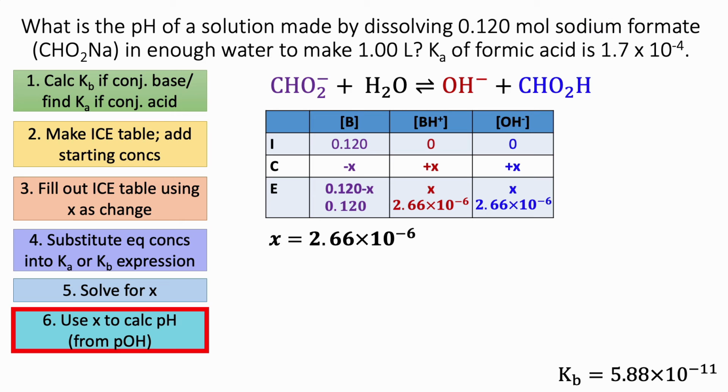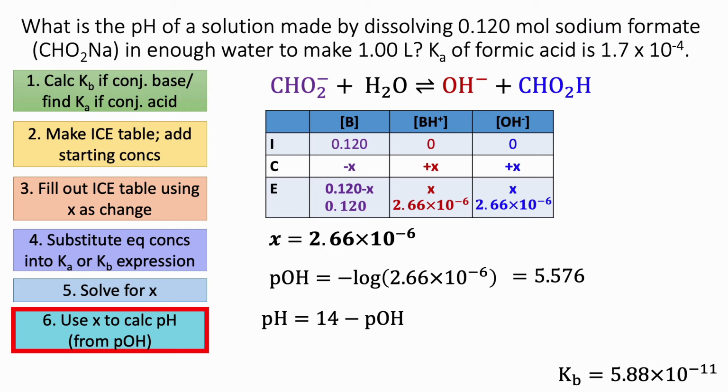Well, we have the OH minus concentration, so let's calculate the pOH first. pOH is going to be the negative log of the OH minus concentration. So we plug in our X there. We get 5.576. That's our pOH, but we want to know the pH. And so now we use pH equals 14 minus pOH. 14 minus 5.576 is 8.424. So you could see it's not super basic, but it is a slightly basic solution.